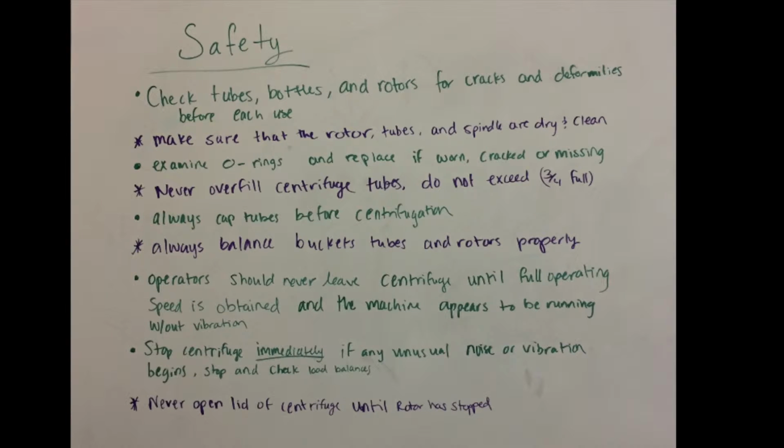Here are some safety procedures to keep in mind when using a centrifuge. The most important are the ones written in purple. To make sure that the rotor, tubes, and spindle are dry and clean. To never overfill the centrifuge tubes higher than 3/4 full. Always balance the buckets, tubes, and rotors properly. And to never open the lid of the centrifuge until the rotor has stopped.